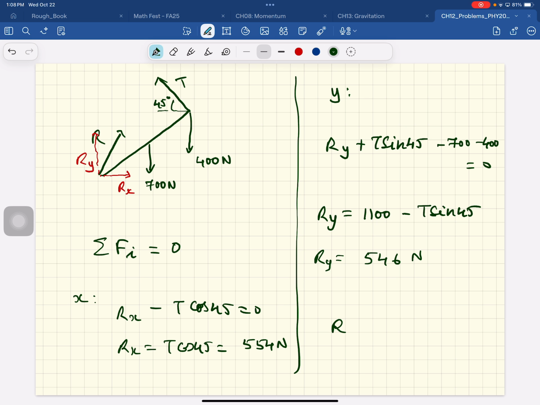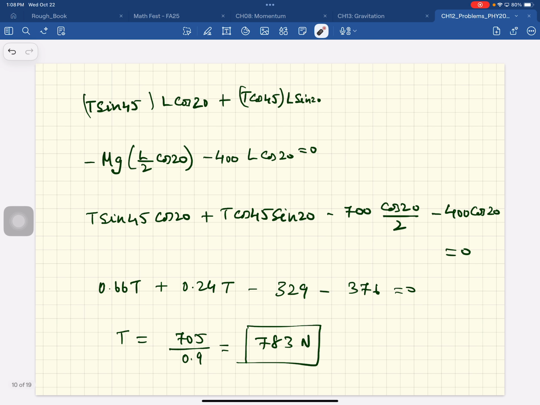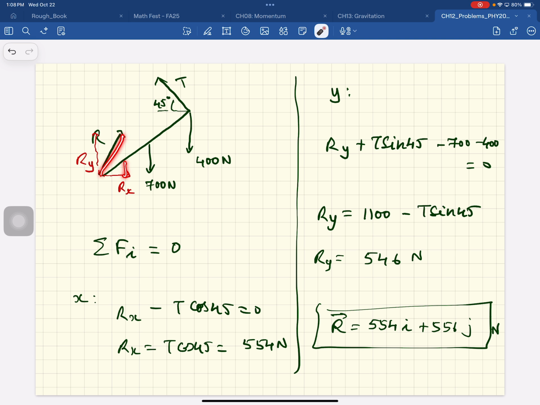All right, so R is 554 I plus 556 J newtons. So the X and Y components are almost equal, so this is really at 45 degrees. And you see the beam was at 20 degrees. So this is at 45 degrees and this is at 45 degrees. It has a Y component that's supporting, holding up the weights of the beam and that.